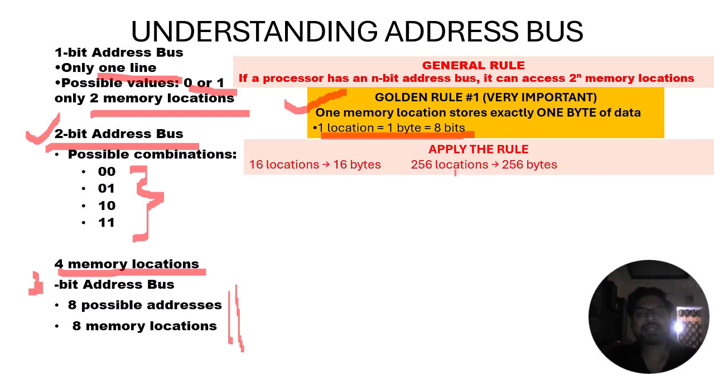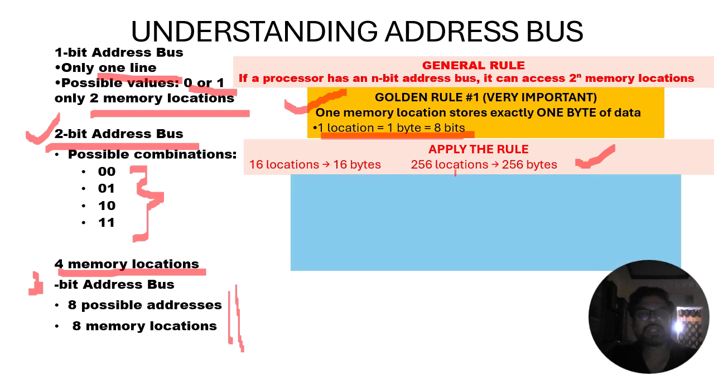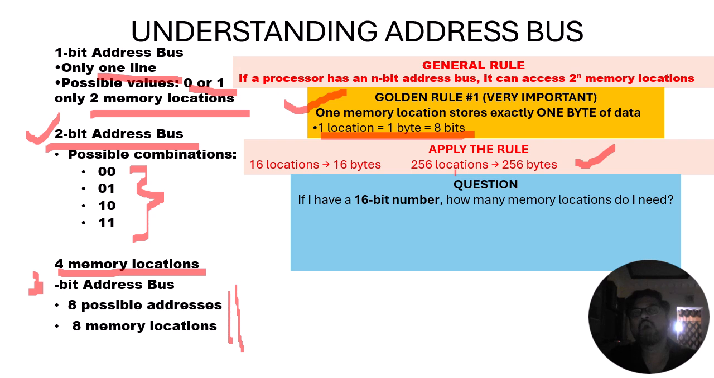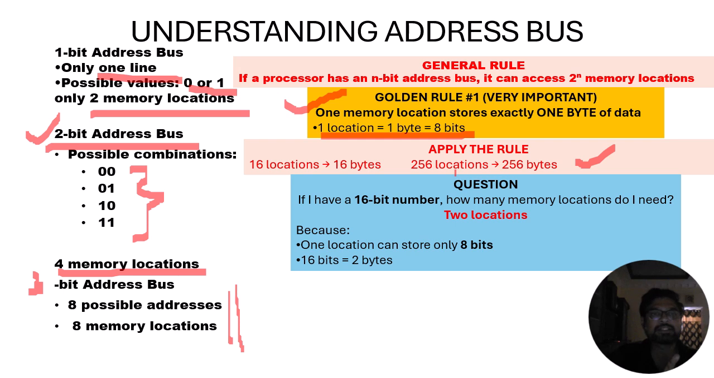Now you apply the rule. If we have 16 locations, then it is 16 bytes. If we have 256 locations, then it is 256 bytes. Let me ask you a question now. If I have a 16-bit number, how many memory locations do I need? Correct, 2 locations, because one location can store only 8 bits. 16 bits is equal to 2 bytes.